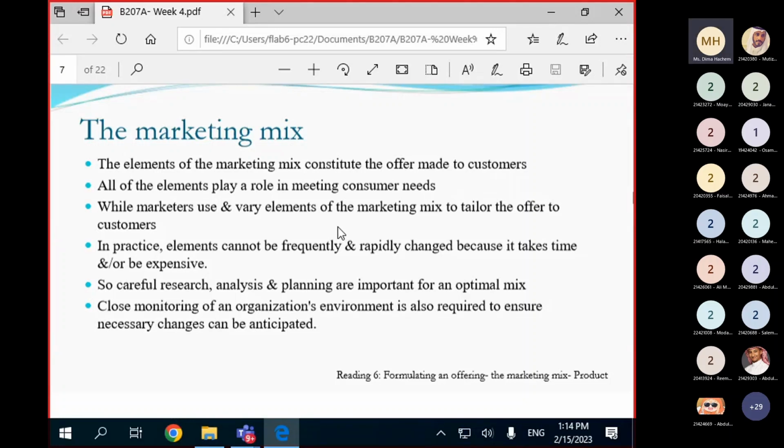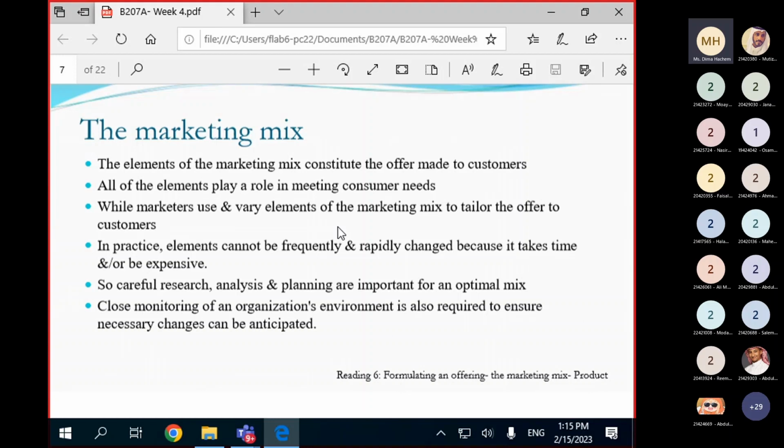The elements of the marketing mix constitute the offer made to customers. All of the elements play a role in meeting consumer needs. I have a bottle of water here. I bought this bottle of water because the company delivers the water to my house. Which P am I talking about here? Is it the product? It's the place, absolutely. The delivery is the place. This is the convenient way for me to buy the product.